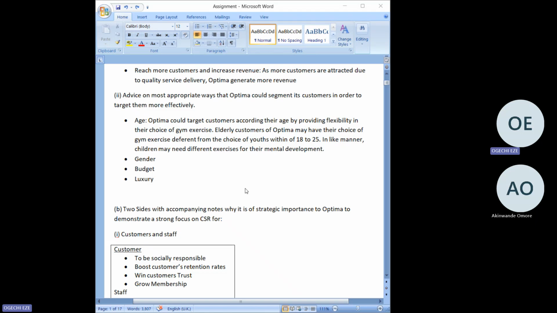Okay, what I should check now is from my scenario. Maybe I should refer to it first. Most appropriate way Optima could segment customers in order to target them more effectively.